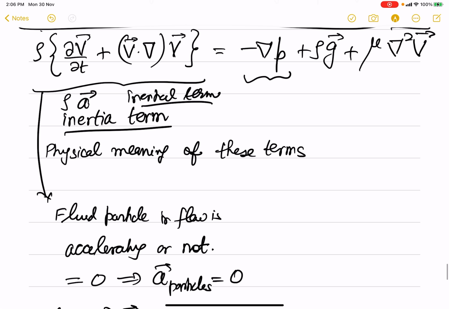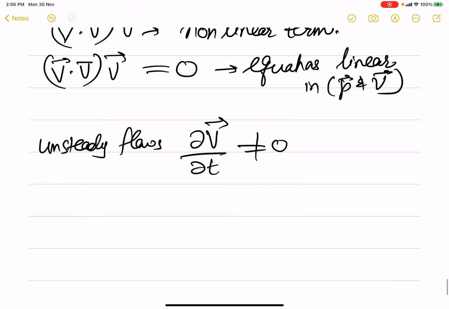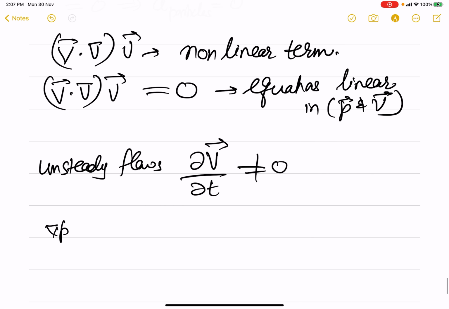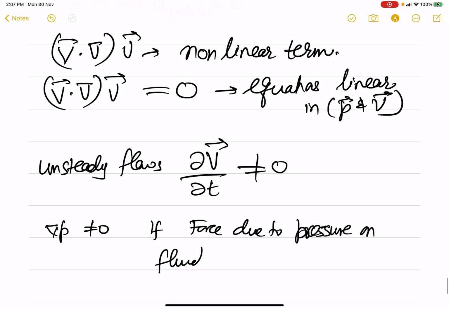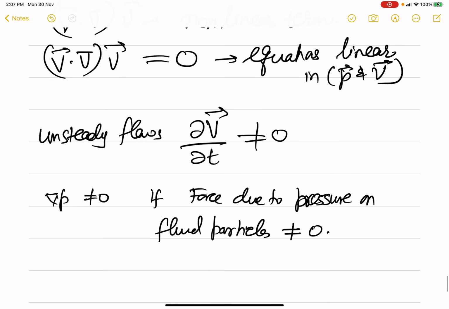Now what about the other term? The grad P term represents force due to pressure. So if the pressure causes a force, we get this term as non-zero. So grad P is not zero if the force due to pressure on fluid particles is not equal to zero, and pressure is driving the flow.